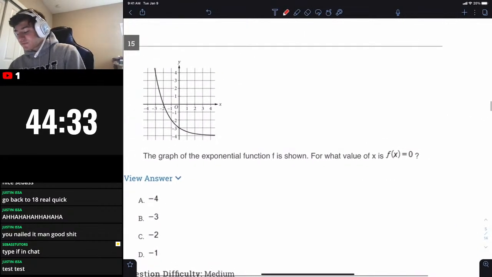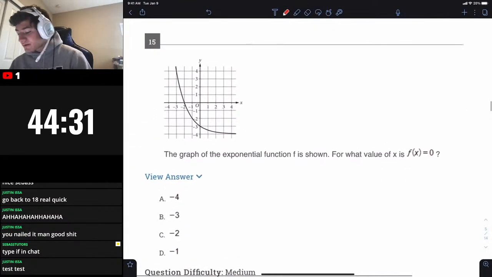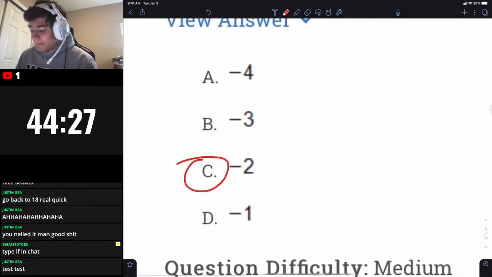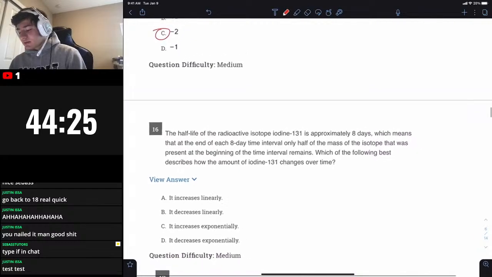A graph of the exponential function f is shown. For what value of x is f of x equal to 0, negative 2. Now this test is feeling a little easy.